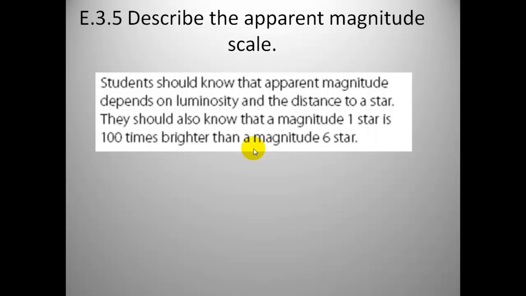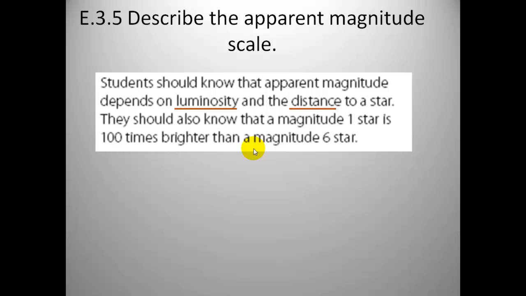In the syllabus it says, students should know that apparent magnitude depends on luminosity and the distance to a star. So it depends how bright the star actually is and how far away it is. They should also know that a magnitude 1 star is 100 times brighter than a magnitude 6 star. So a difference of 5 magnitudes is a 100-fold change. So it depends on luminosity and the distance.